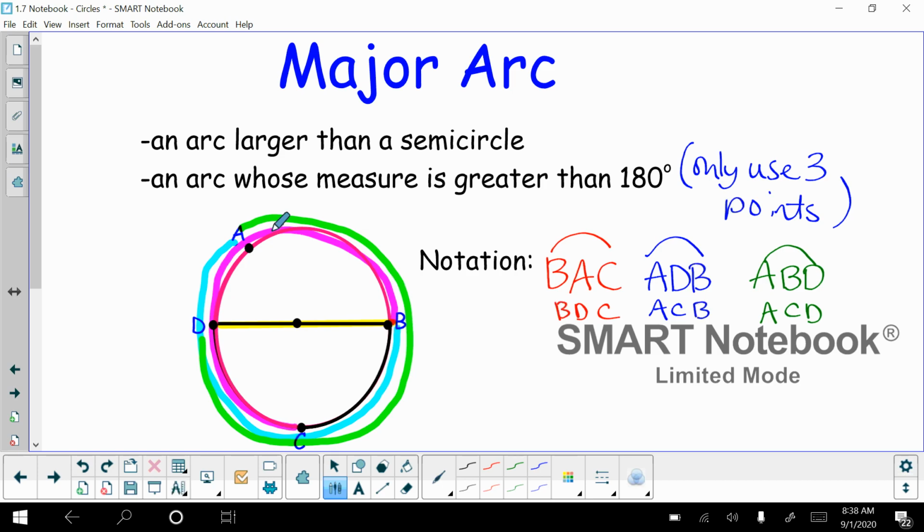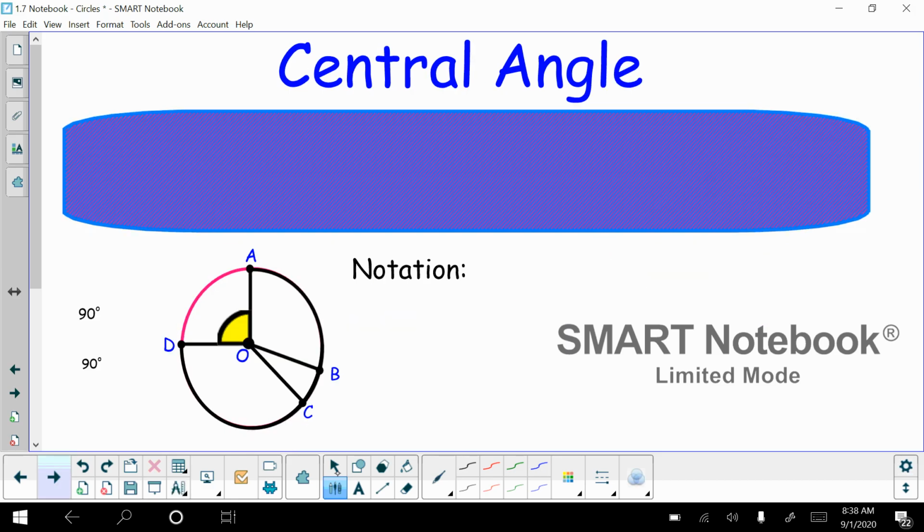Okay, so you'll have to be able to name some major arcs given a picture like this. Okay, there probably might be another one, but we're going to go ahead and stop there. Okay. All right. Central angle.